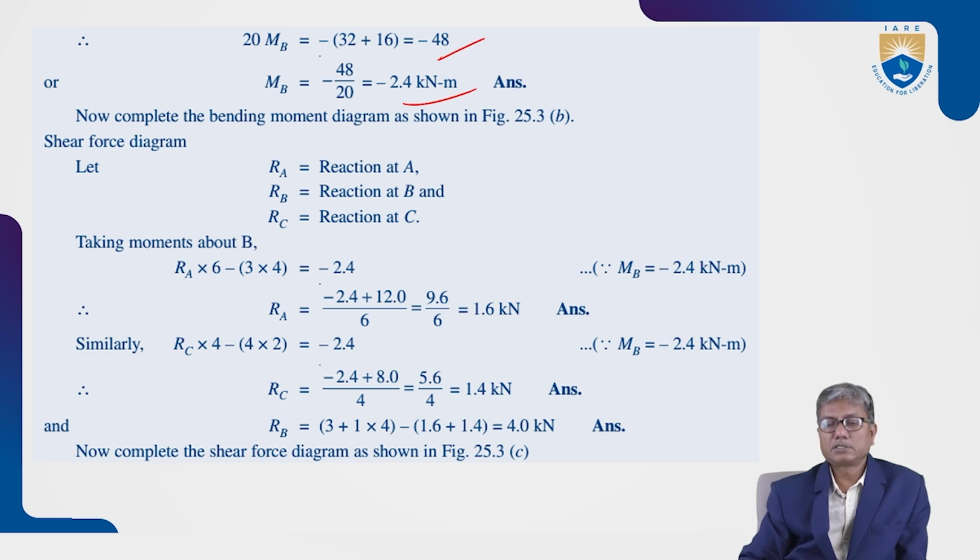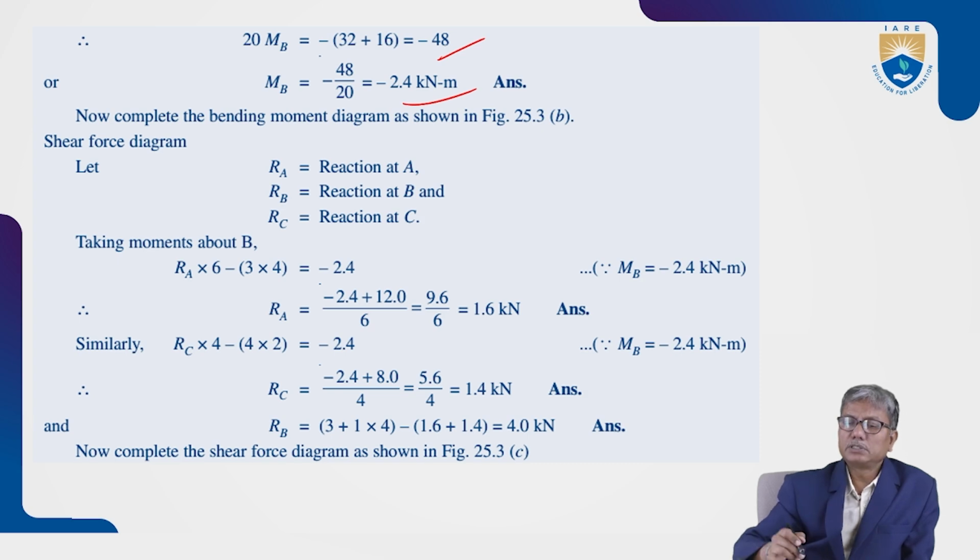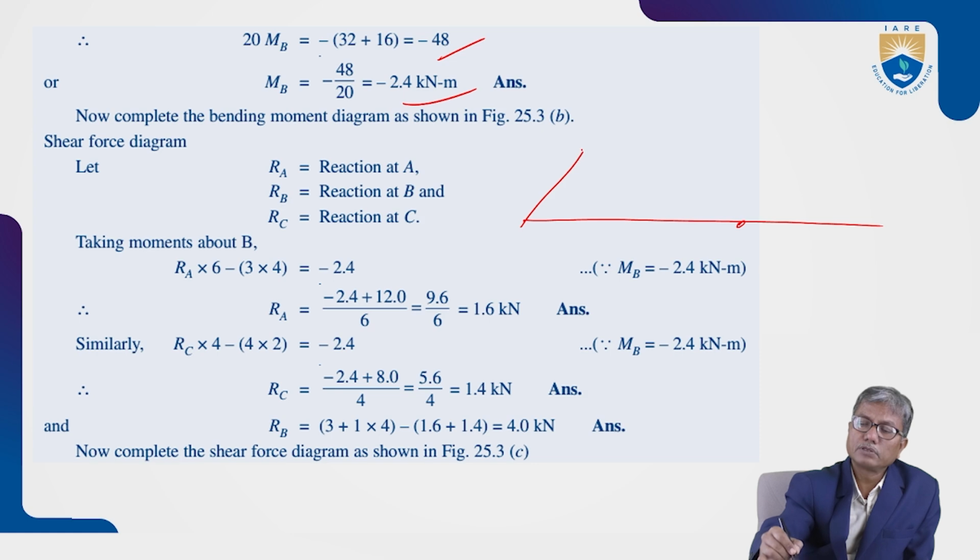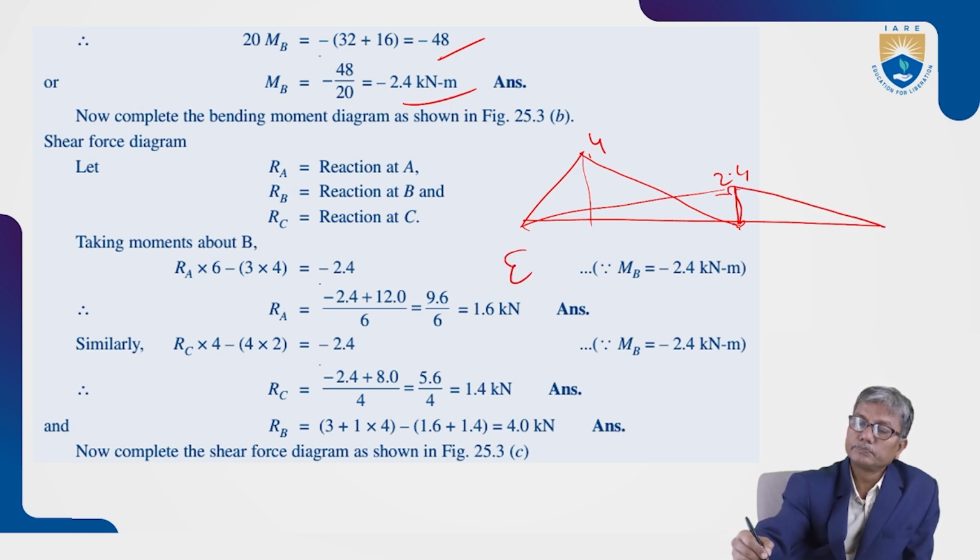And the reactions are calculated by considering free body diagrams of spans AB and BC separately. Okay, after that, shear force diagram will be drawn. And for the given beam, now the bending moment diagram will be of this shape. This is 4, this is 2.4.